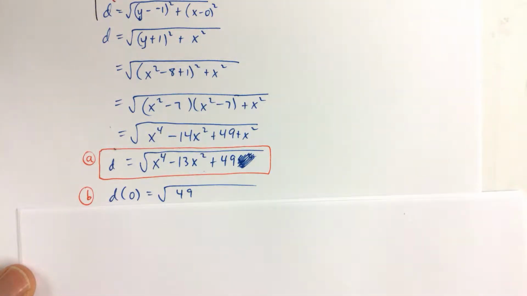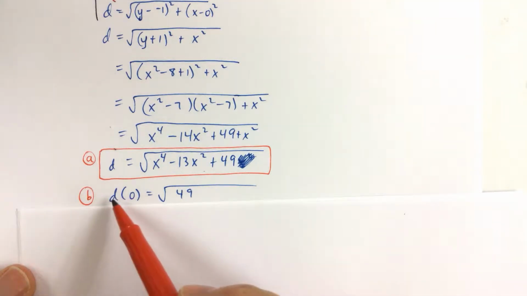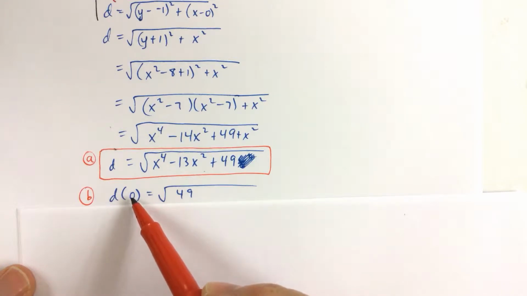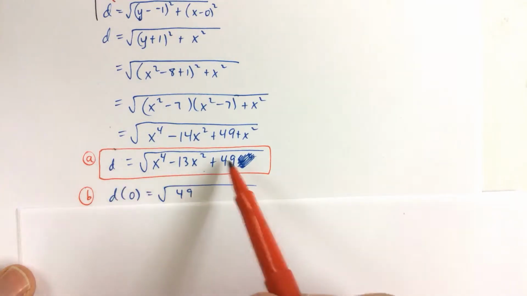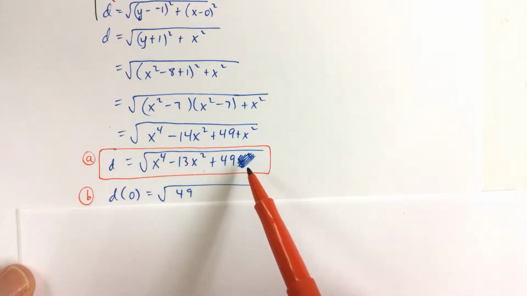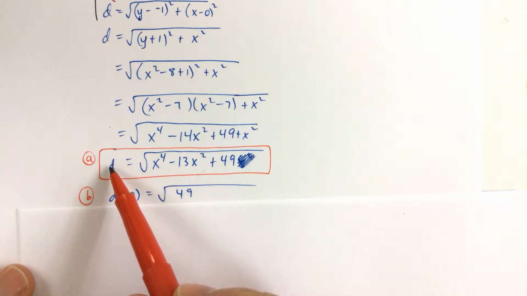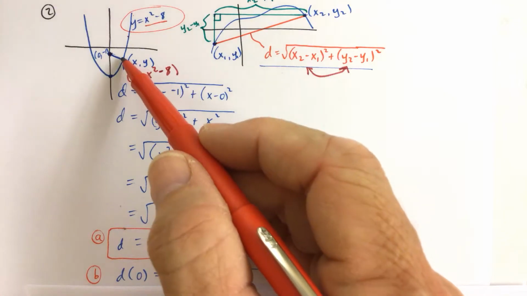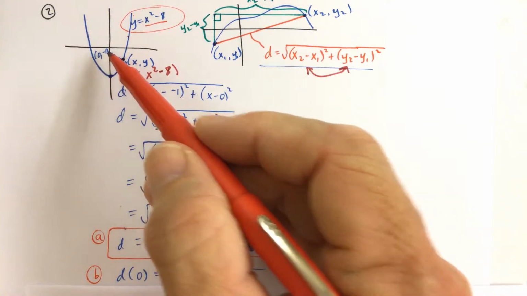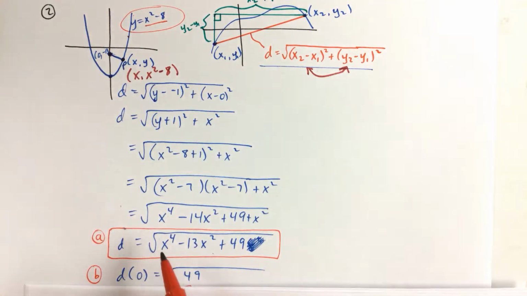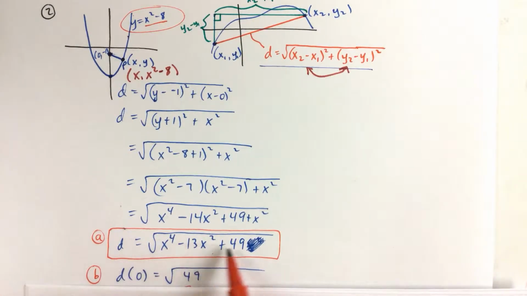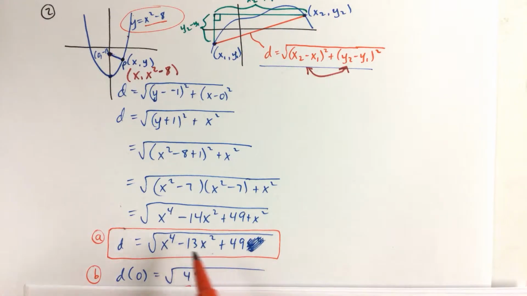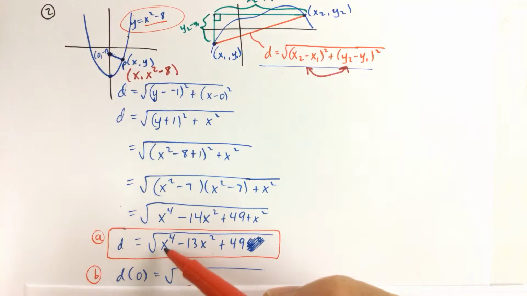Part B, we're trying to figure out what's the distance if the x-coordinate is 0. So it really helps to understand what this actually means. This says that the distance between any point (x, y) on this curve and the point (0, -1) can be expressed as a function of x. Because if you know the x value, you could know the distance between the 2 points.